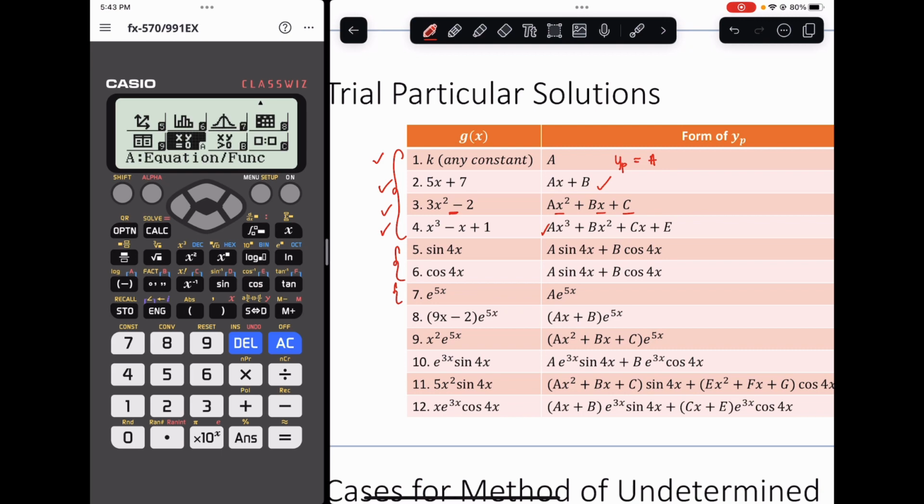And then for sine 4x and cosine 4x, remember for the homogeneous equation, when we are solving for case 3, if we have complex roots, which have the format alpha plus and minus beta i, then when we write the solution, it's always a combination of the sine and cosine functions.